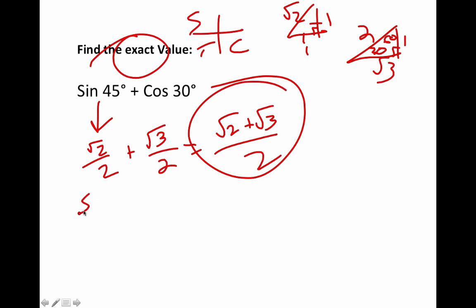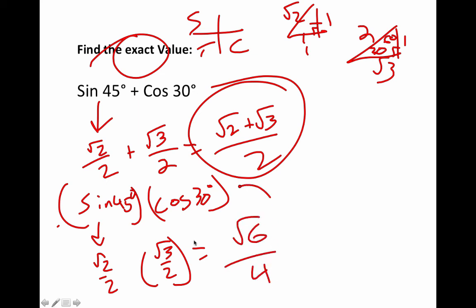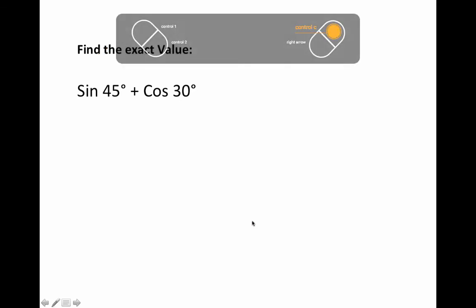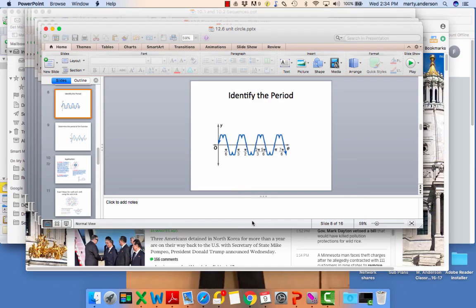Let's actually do sine 45 times cosine of 30. You're going to get some more problems like this. This would be square root 2 over 2. This would be square root 3 over 2. When I multiply them together, I get square root 6 over 4, and I'm done. That would be an exact value. So basically, we're doing a lot of what we did in 12.3, which is the STC and the reference triangles. Good talk.